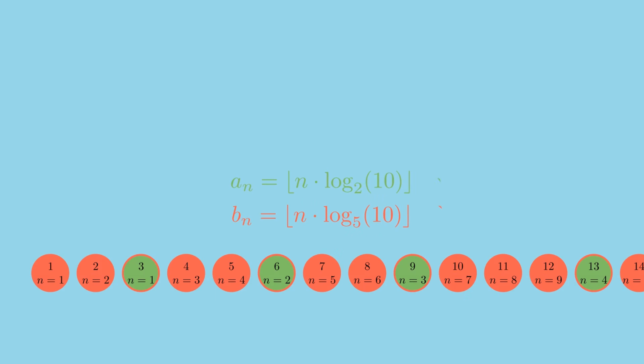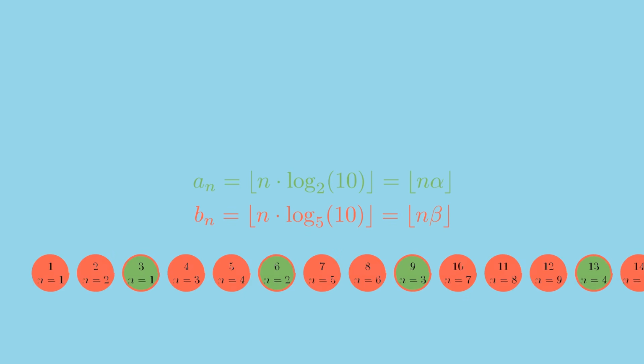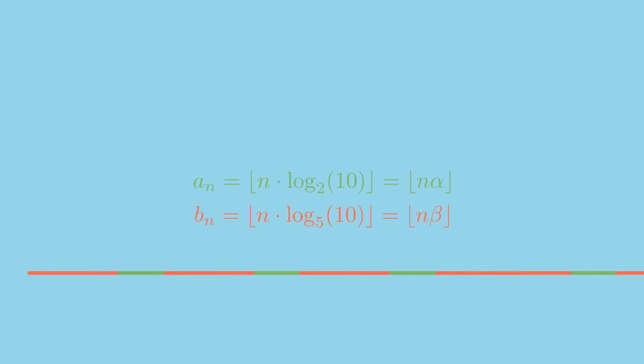Beatty sequences are generalizations of these, where log base 2 of 10 and log base 5 of 10 are replaced with alpha and beta greater than 1. Clearly, there needs to be some relationship between alpha and beta. What is it? Well, some heuristics should help. Thinking about on a long range, approximately what fraction of integers are covered by alpha times n? It would be about 1 over alpha. And how many by beta? Again, 1 over beta. In order for the whole line to be covered without overlaps, the total fraction should be exactly 1. So 1 over alpha plus 1 over beta is equal to 1.